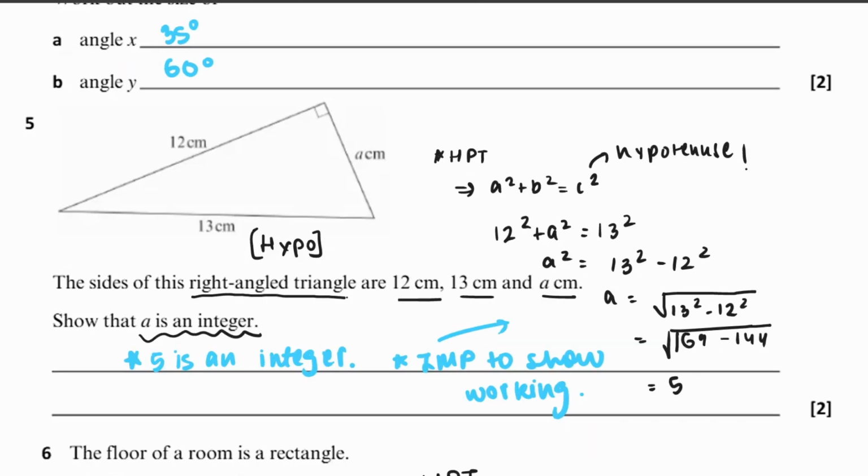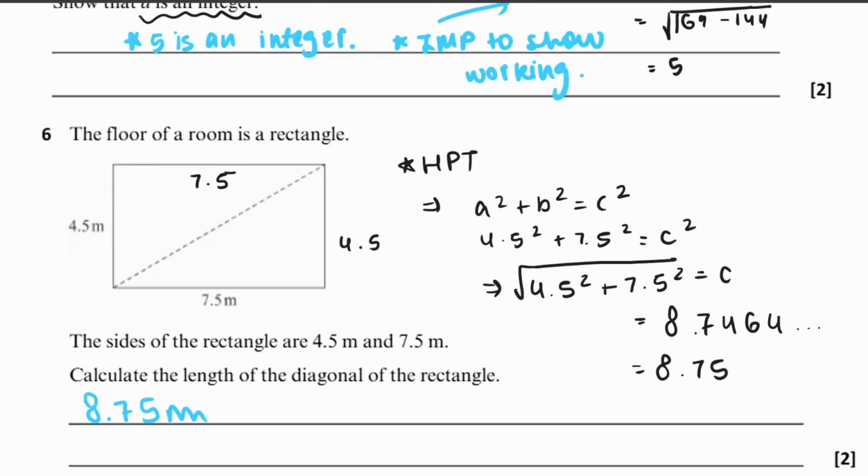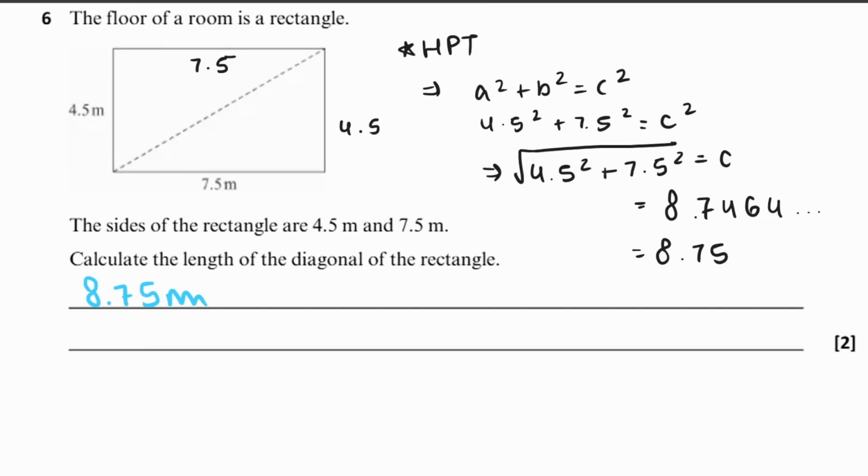Okay, so question 6: the floor of a room is a rectangle. The sides of the rectangle are 4.5 meter and 7.5 meter. Calculate the length of the diagonal of the rectangle. So again, we are going to apply Pythagoras theorem, which is that a square plus b square equals c square. So this is simple, right? 4.5 square plus 7.5 square equals c square. C is actually our diagonal, and we need to find its length. So under root 4.5 square plus 7.5 square equals c.